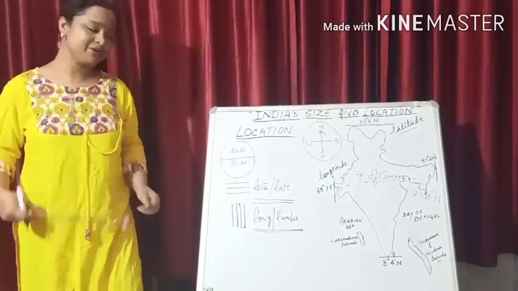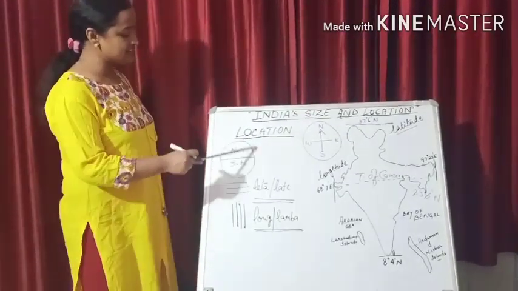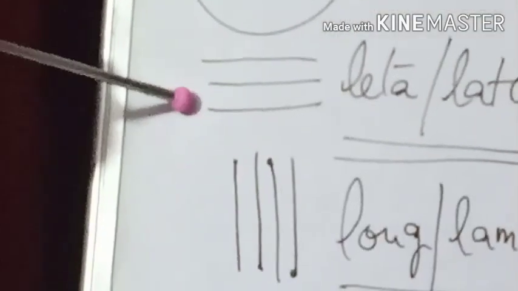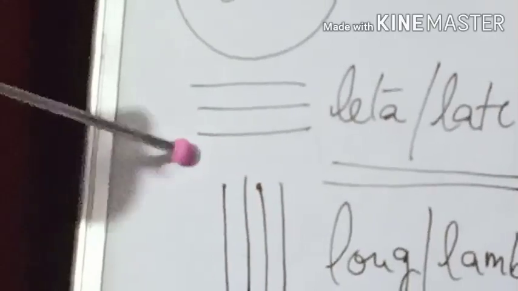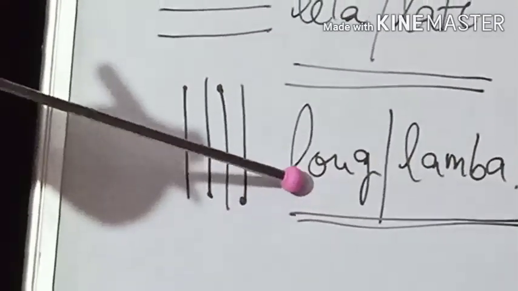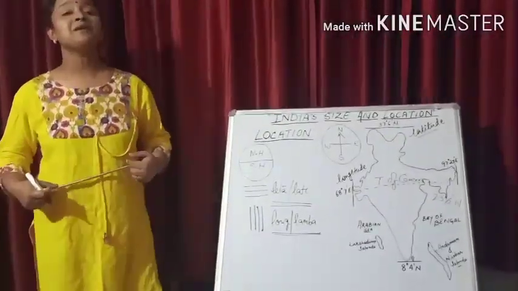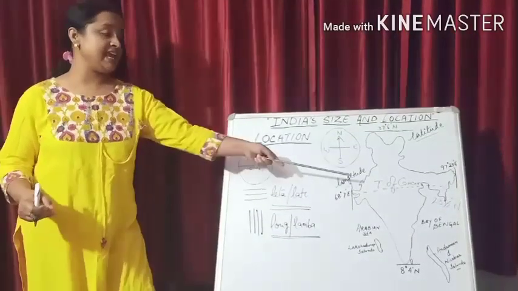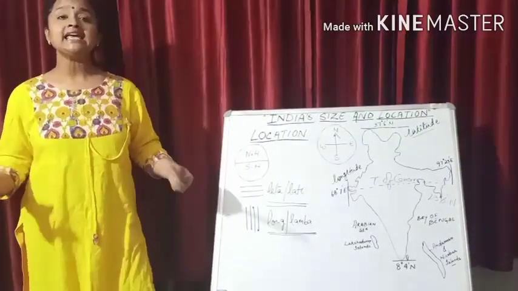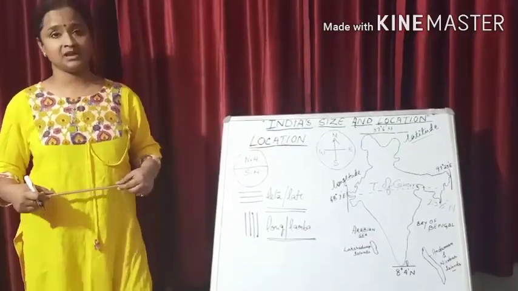So let us recap. The circle drawn in the middle with a line, the upper half termed as north hemisphere, the lower half termed as southern hemisphere. The line in this manner is the leta hua line or latitude. The line drawn in this manner is the lamba wala line or longitude. Now, coming back to the topic that is India, I'll say India is in the northern hemisphere.